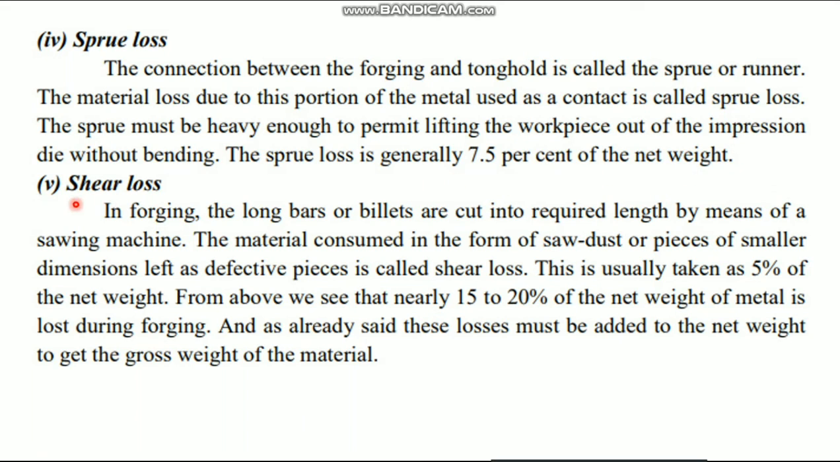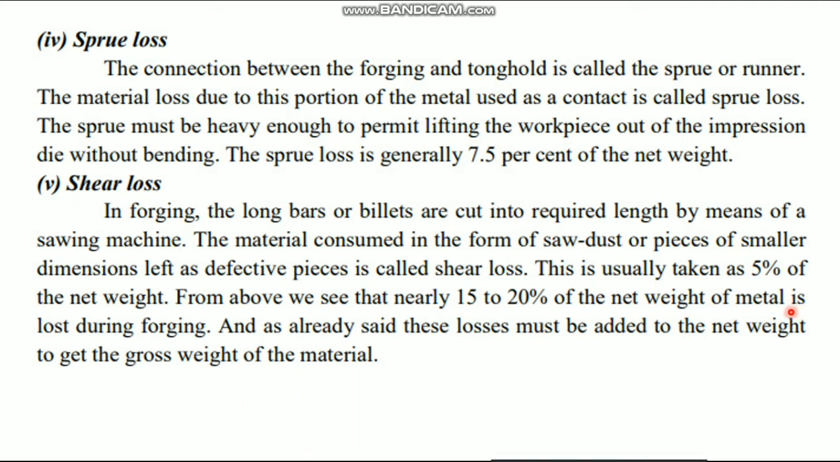Then shear loss. In forging, the long bars or billets are cut into the required length by means of a sawing machine. During cutting, some amount of material will be lost. This is called shear loss. This is nearly 15 to 20 percent of the net weight of the metal.